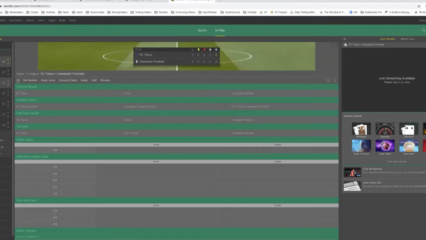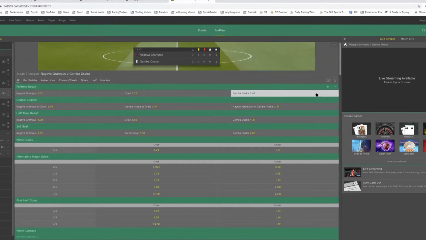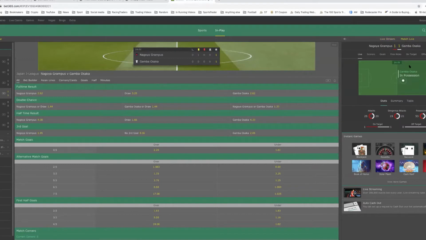There's quite a few games on here, things like this one. We've got Grampus and Osaka. A couple of goals, but we've only had a couple of shots. So I'll show you how I use all that. There are loads of games there we'll be able to have a look at later. But for now, I'll go and get this PDF open.